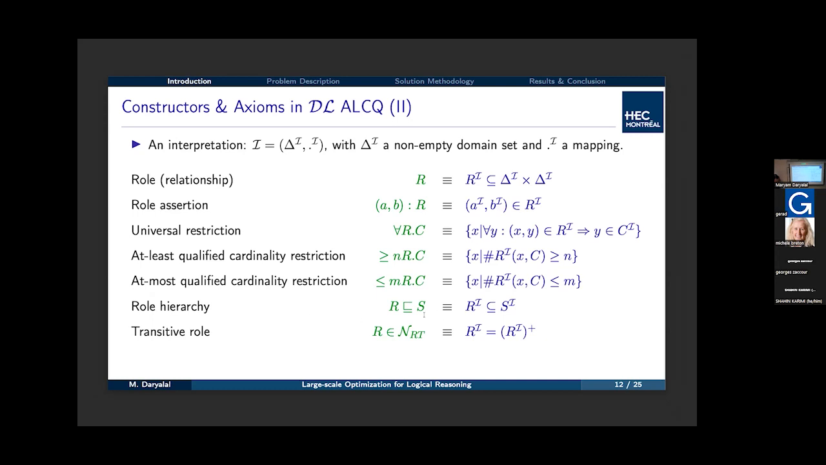Role hierarchy: we can define two roles where one of them is subsumed by the other one, for example, teaching is subsumed by task. Both of them are roles, one of them is subsumed by the other one. And also a transitive role, that would be like if A and B have a relationship with each other and B and C have a relationship with each other, then A and C also have a relationship.